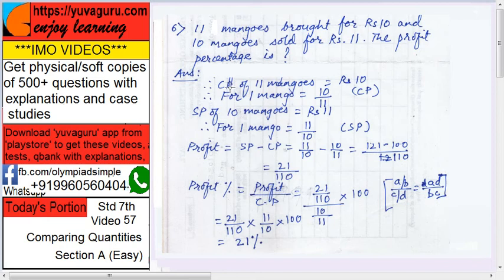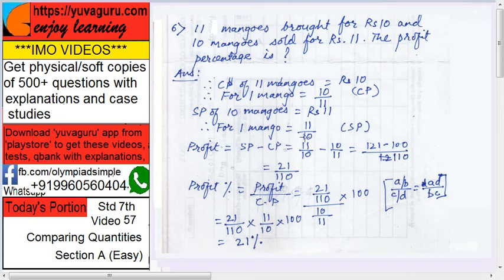Here the cost price of 11 mangoes is rupees 10. Therefore for 1 mango, CP equals 10 divided by 11, right? So this is the CP for 1 mango. Selling price for 10 mangoes is 11. So SP for 1 mango equals 11 upon 10. That is SP, right? Now what do you mean by profit?